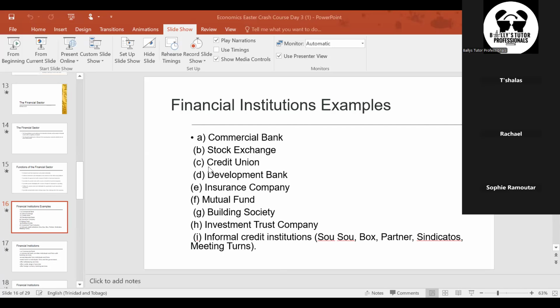So last class, we'd have ended here, and we're gonna just take a look at what each of these different financial institutions are.